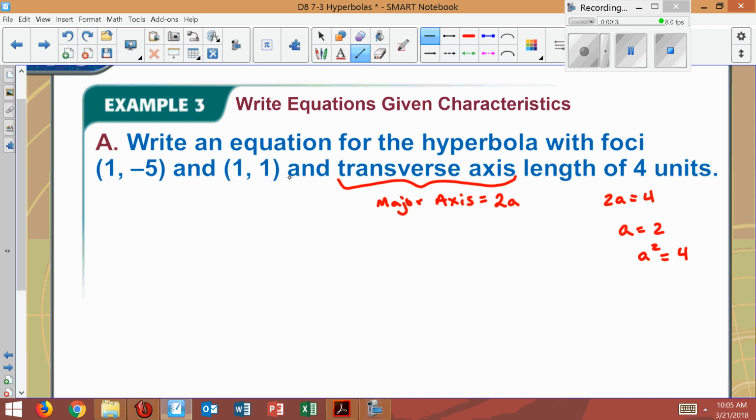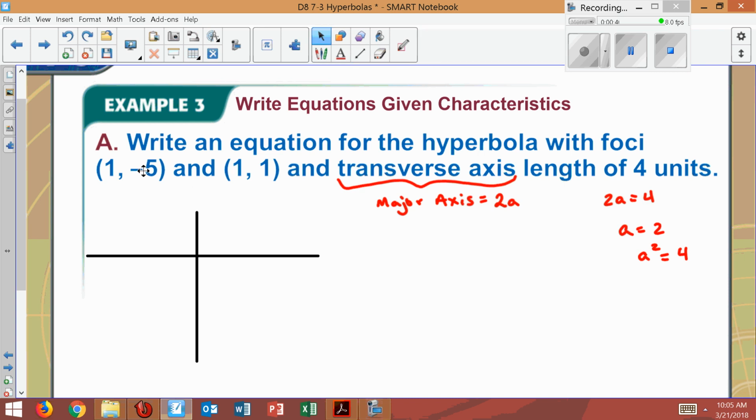Now I'll start with these points. So it says graph with foci located, and I'm going to make mine a little bit more like this, just because I'm going to have a point way down low. So it says go right 1 and down 5 units, 1, 2, 3, 4, and 5, and place a focus there. And we also have a focus at (1, 1). Now remember, these are going to be within the hyperbola, so this must be a vertical hyperbola.